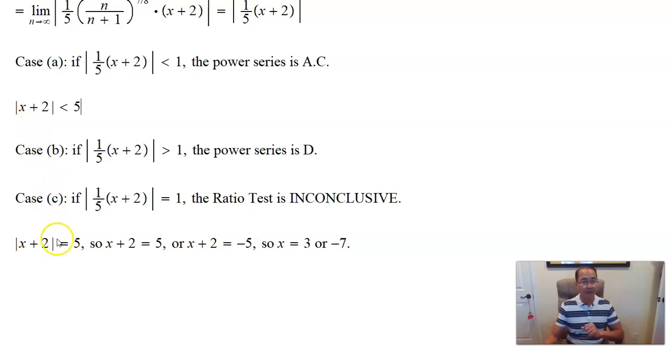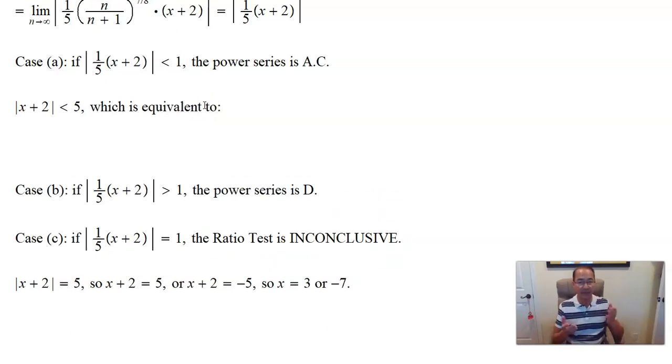Okay, so instead of equal to 5, it's going to be less than 5, which is equivalent to, so we have solved inequalities like this before. When is the absolute value of a number less than 5? That number should now be between negative 5 and 5. So minus 5 less than x plus 2 and less than positive 5.